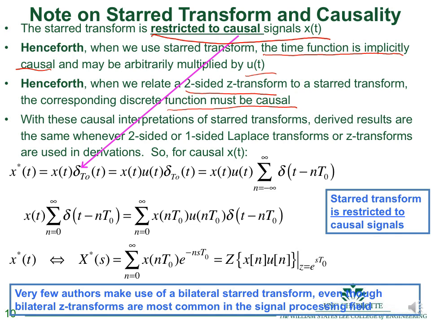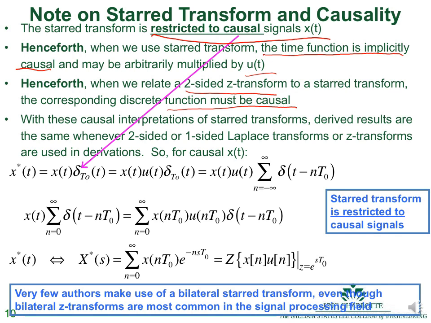So with these interpretations of the star transform, that it's always dealing with a causal function, the derived results are going to be the same whether or not I use a one-sided or two-sided Z transform or Laplace transform. Because the difference between one-sided and two-sided transforms is one starts at 0 and the other goes from minus infinity to infinity. Well, if everything is 0 for t or n less than 0, then the transforms are the same. So this makes the use of the two-sided Z transform a little more straightforward.